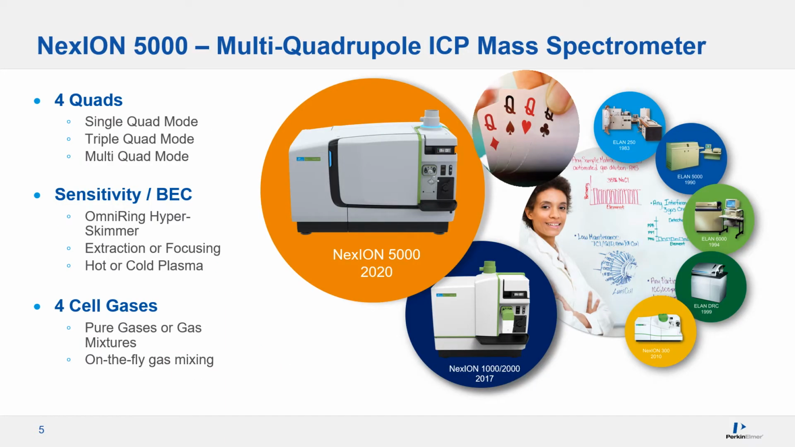So the NexION 5000 multi-quadrupole ICP-MS spectrometer. It has 4 quads. It could be run in multiple modes: single quad mode, triple quad mode, multi-quad mode. I'll discuss what those modes are.